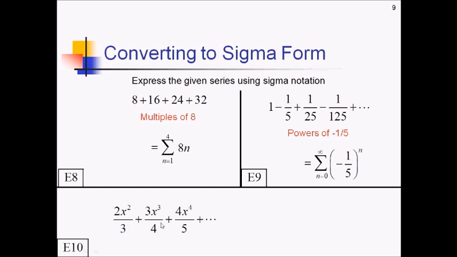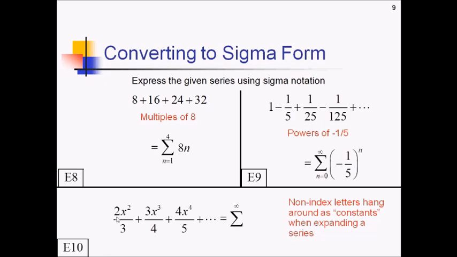We're going to tackle this last one together because it's kind of weird with these x's in here. So we know that this last one, we're going to have a sigma, and again, the dot dot dot at the end tells us that our upper limit is infinity. But what about the rest of it? So the deal with these x's: when you have non-index letters in your summand, those are actually going to hang around as constants when you expand a series. So if you see an expanded series with letters in it, it means that those were non-index letters that were inside the summand. So that means we need an x in here to generate these x's.